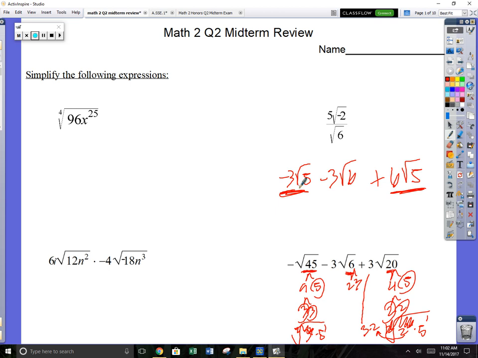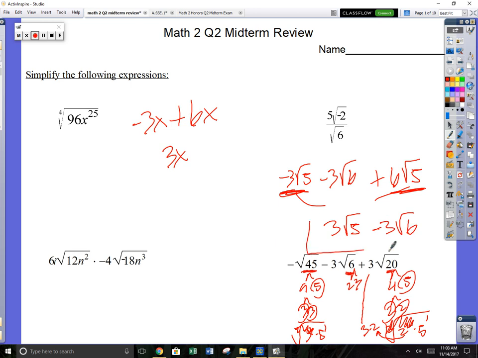So negative 3 square roots of 5 plus 6 square roots of 5 is just the same as negative 3x plus 6x. So you just add the numbers in front. Negative 3x plus 6x is going to be 3x. So this is going to be 3 square roots of 5 minus 3 square roots of 6. So you're left with two terms.